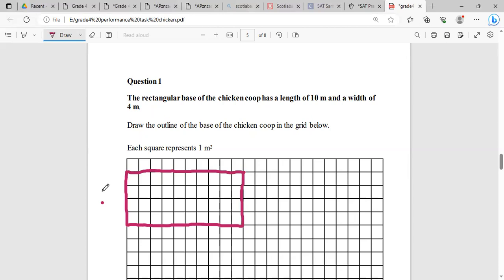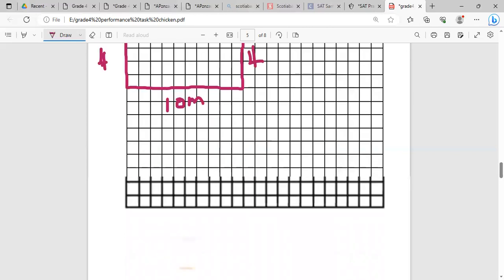So what we need to do is to label it. This is 4, this is 4, and this is 10. And the opposite side would also be 10. So basically you would be allocated marks for this. All right, let's proceed. And that's it, guys.